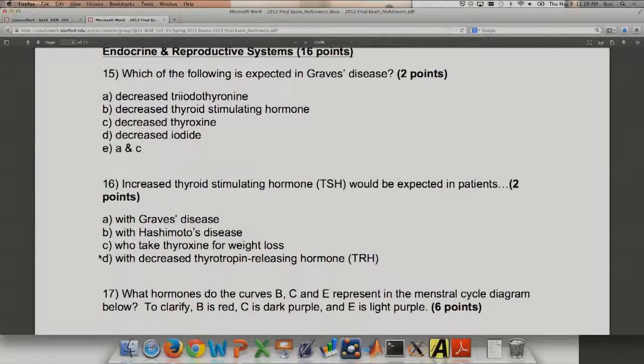Which of the following is expected in Graves' disease? Decreased triiodothyronine, which is T3. Decreased TSH, thyroid stimulating hormone. Decreased thyroxine, which is T4. Decreased iodide, which is just the nutrient, and then ANC.